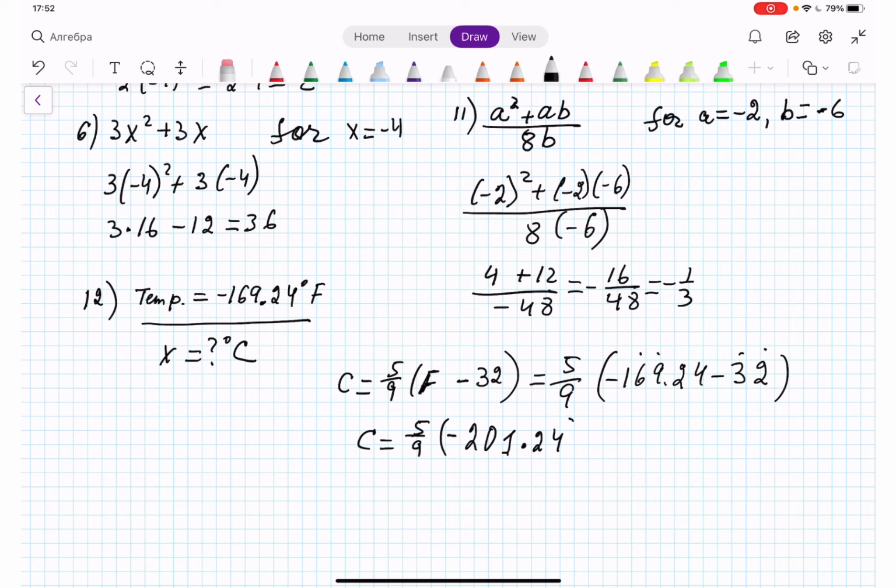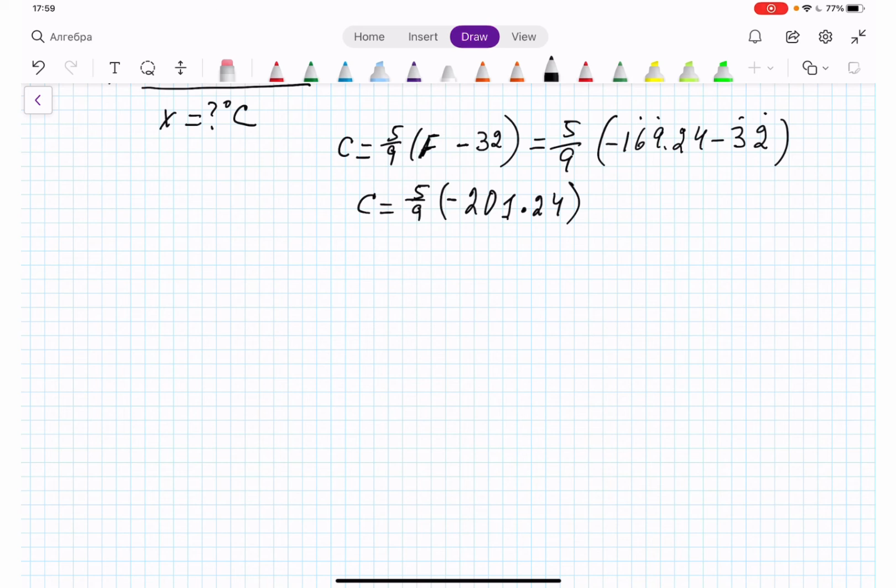Negative 201.24. Now we need to figure out, am I converting 5/9 into decimal notation, or converting negative 201.24 into a simple fraction, because we have to have the same format, right? So I am more for converting 5/9 to decimal, because if we convert 201.24 into an improper fraction, we are going to deal with big numbers.